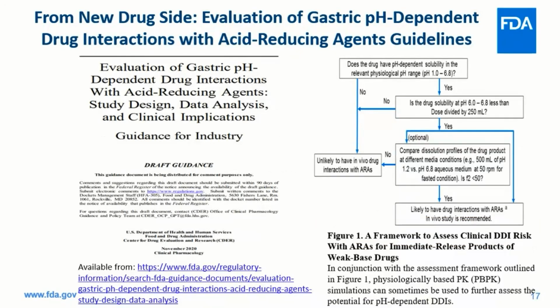On the new drug side, a guidance for the evaluation of gastric pH-dependent drug interactions with acid-reducing agents was issued in 2020. The figure on the right shows a framework to assess clinical DDI risk with ARAs for immediate-release products of weak-base drugs, including using dose and solubility as well as dissolution comparison at different media conditions. In conjunction with the assessment framework outlined in this figure, PBPK simulations can sometimes be used to further assess the potential for pH-dependent DDIs.